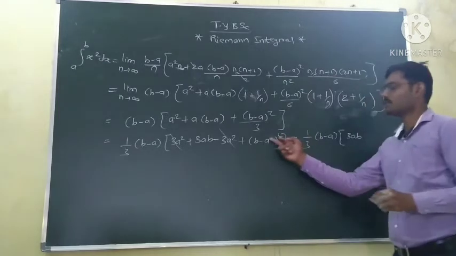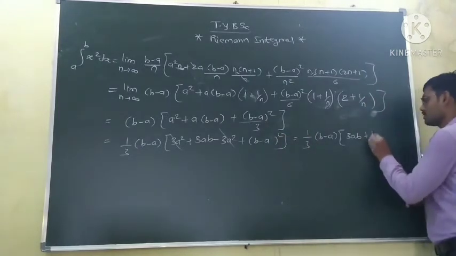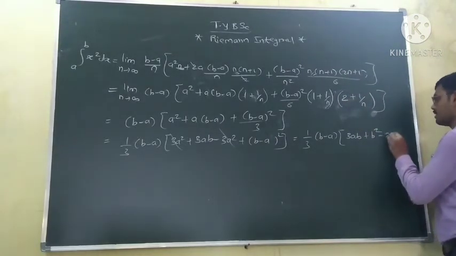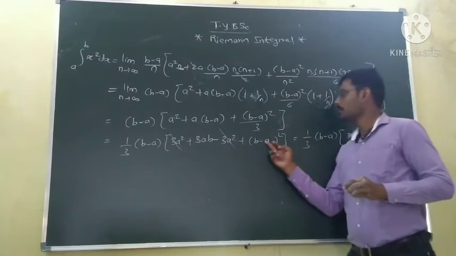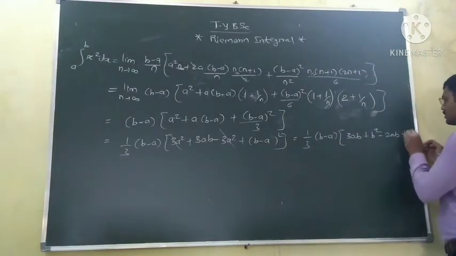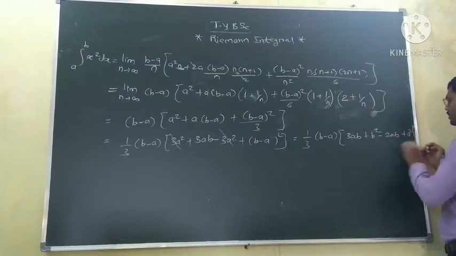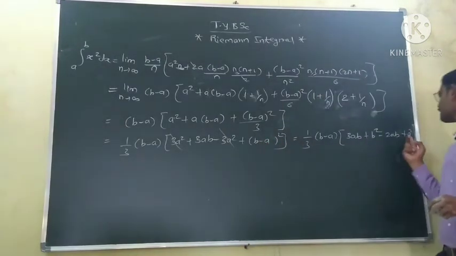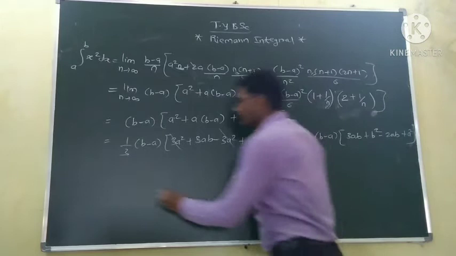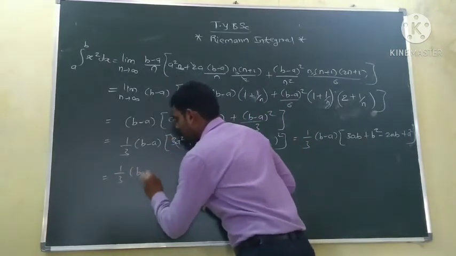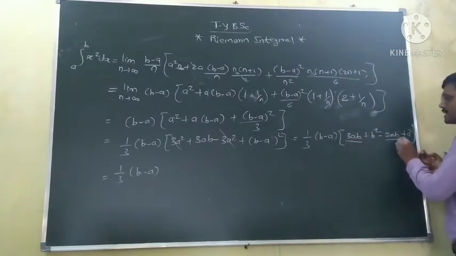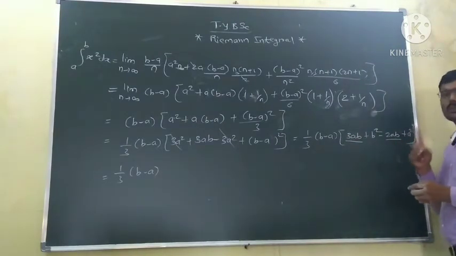Okay, so the square of b minus a will be equal to b square minus twice ab plus a square. So b minus a square is equal to b square minus twice ab plus a square. Okay, so this is equal to 1 by 3 b minus a as it is into, so this thrice ab minus twice ab will be equal to only 1 ab.